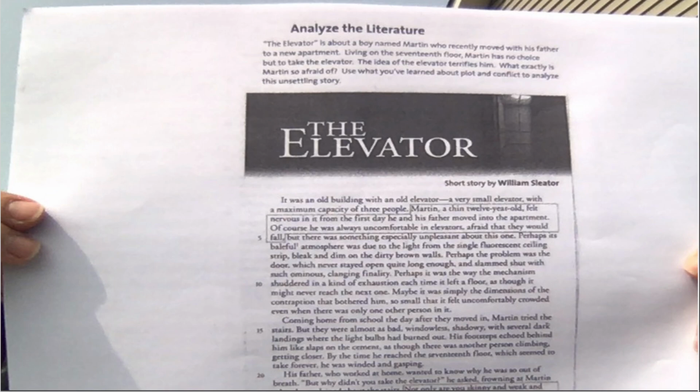So this is The Elevator by William Sleater. It was an old building with an old elevator, a very small elevator with a maximum capacity of 3 people. Martin, a thin 12-year-old, felt nervous in it from the first day he and his father moved into the apartment.